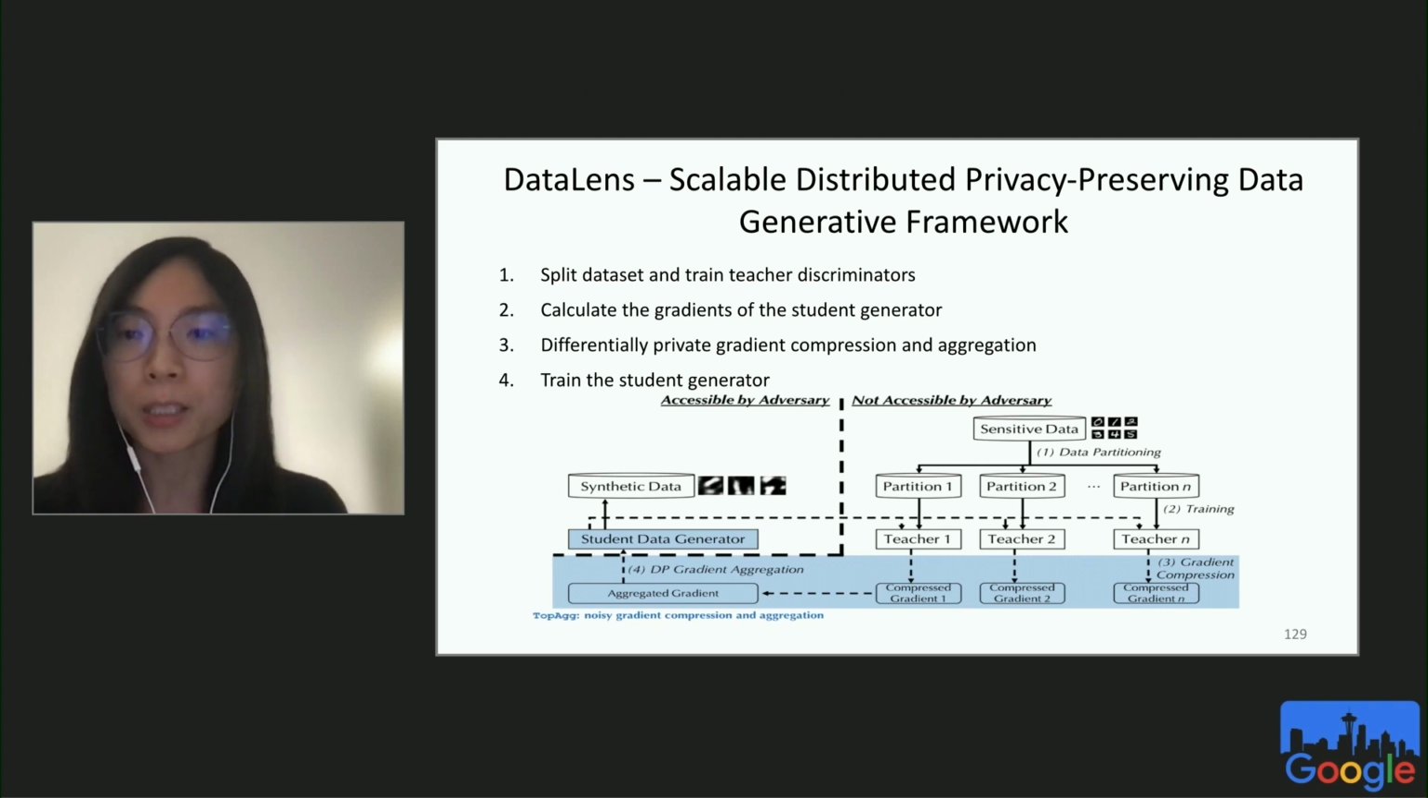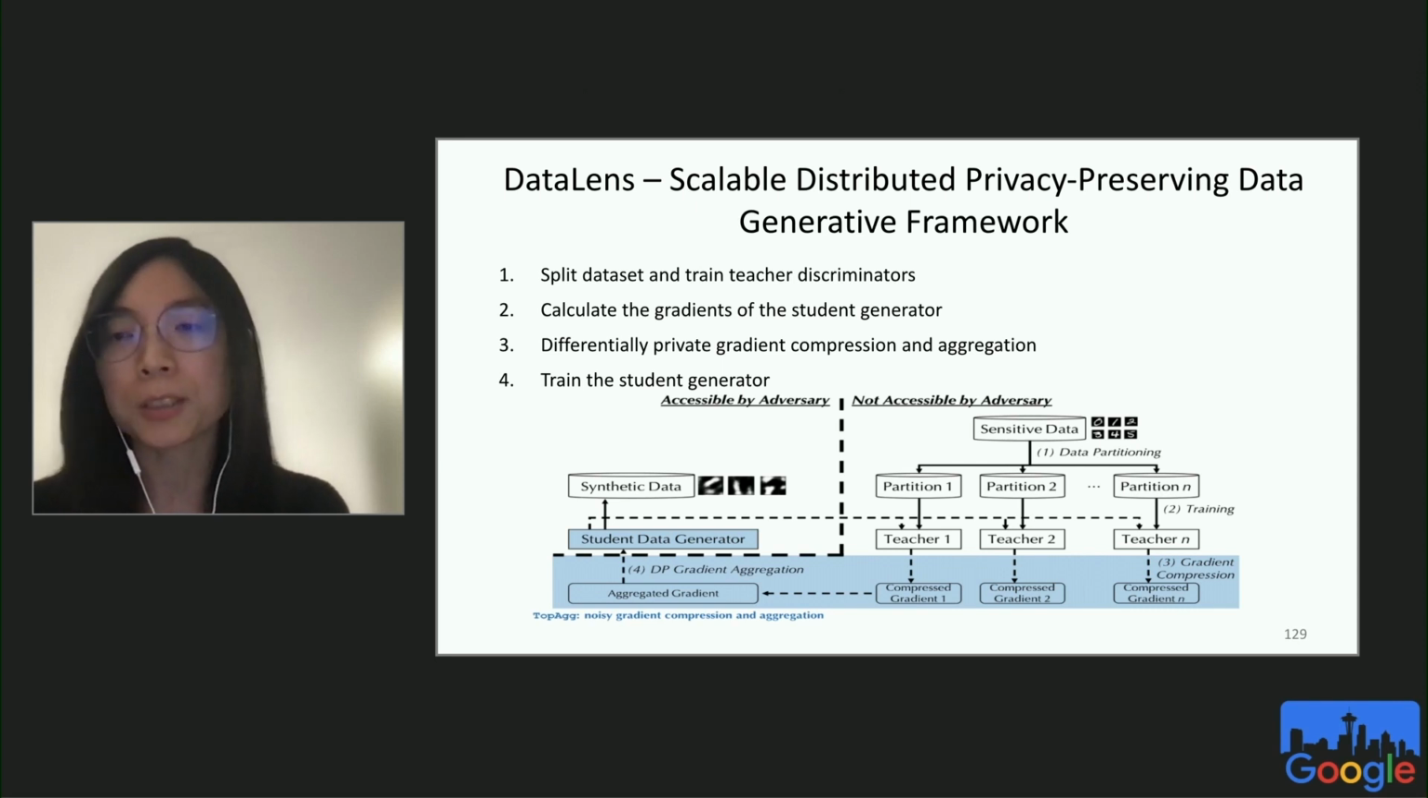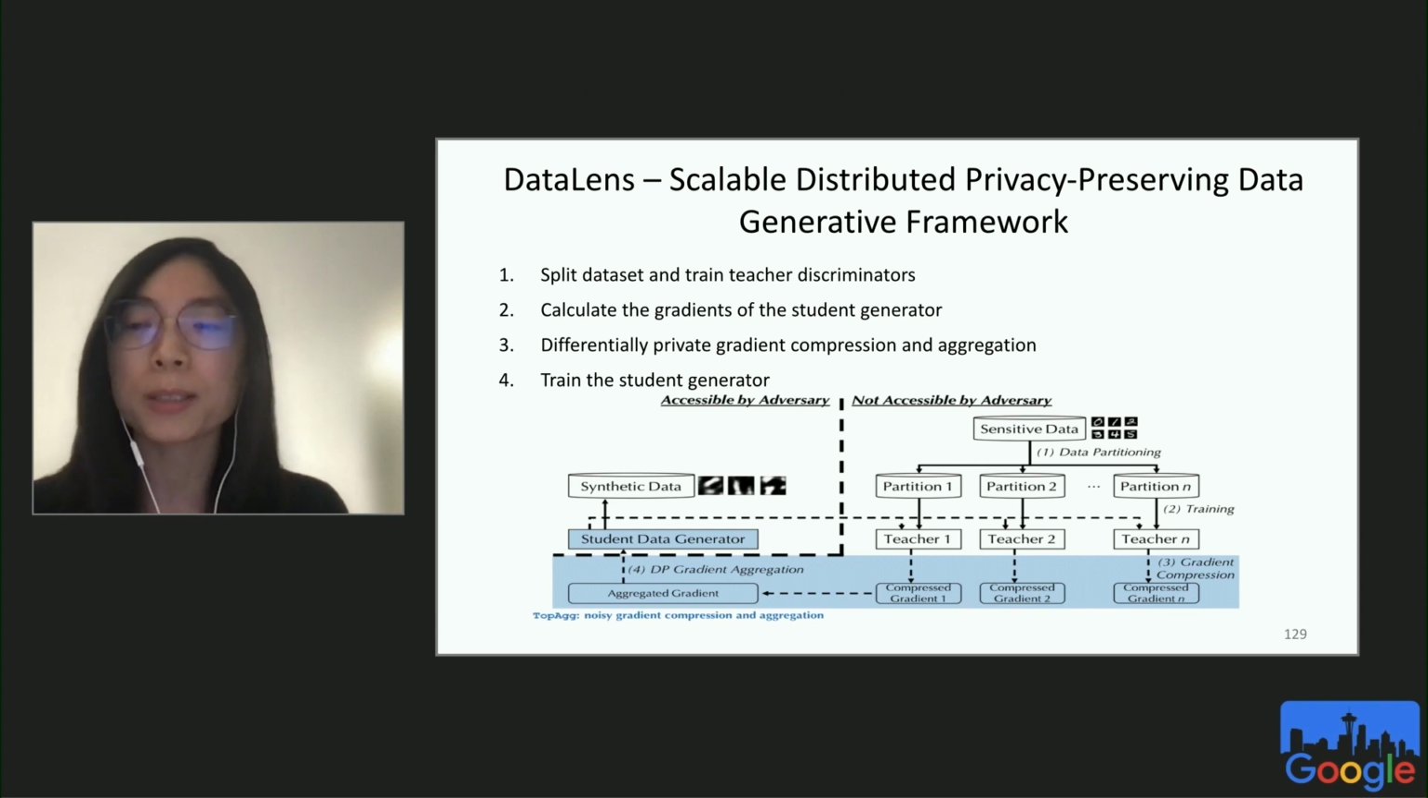But here it is a data generative model, so each data partition can be trained on local models, and each local user will clip their gradient, compress it, add noise, and send it back to the student generator, which is trained on the server side. Theoretically, this framework provides the first convergence analysis for these types of noisy compressed gradient aggregation.